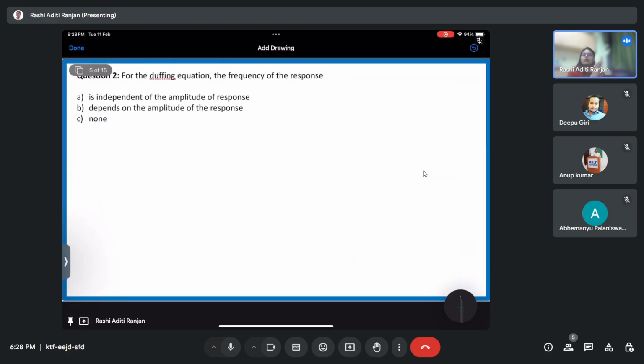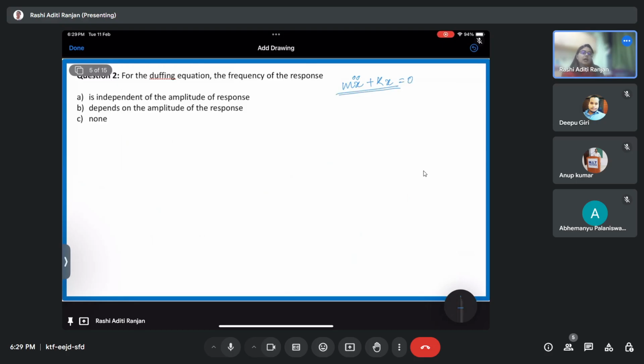Okay, now coming on to question number 2. I'll first consider a linear equation. You can simulate it on your own also. If you consider a simple spring mass system, linear equation, which is m x double dot plus k x equals 0, I want you to simulate this.